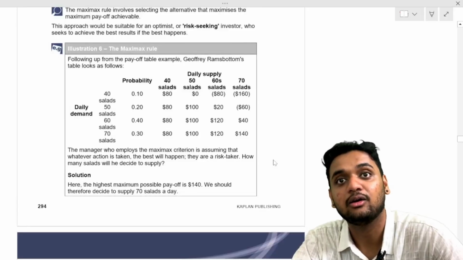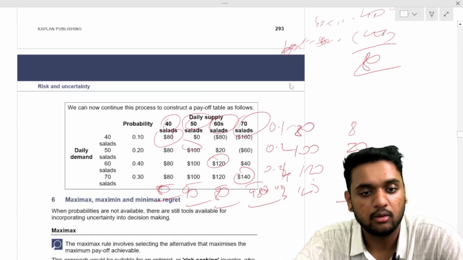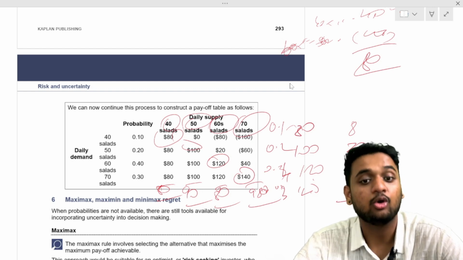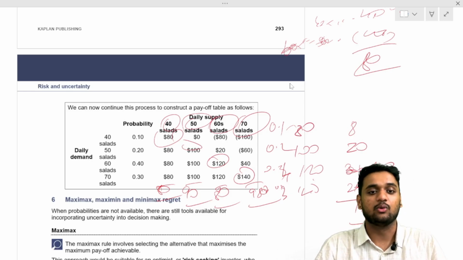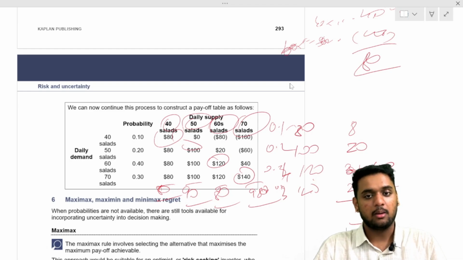Into what? Into 70? 140 into 30%. Okay. 40 into 40%. No, not using perfect information. Without perfect information, for 70 salads, what is the expected value? 160 into 10%, minus 16. Minus 6, minus 12. Minus 28, sir. Minus 16, minus 12, is minus 28.